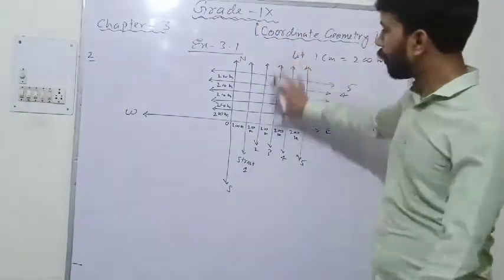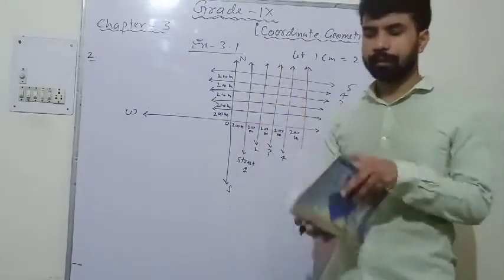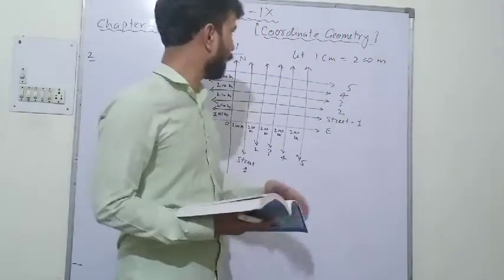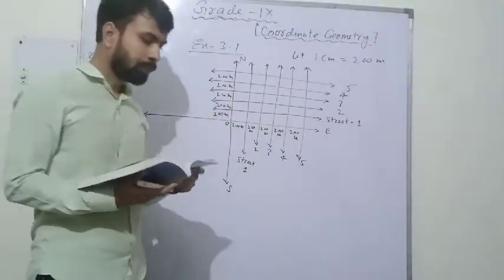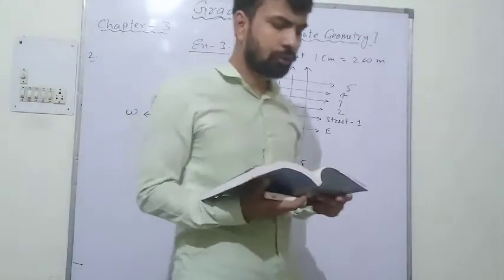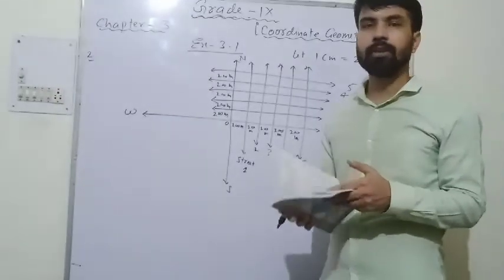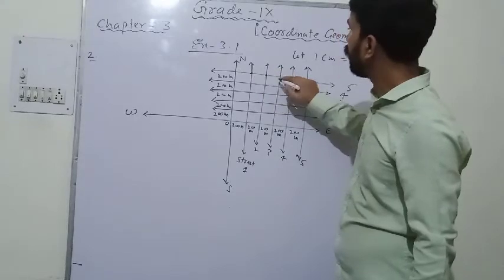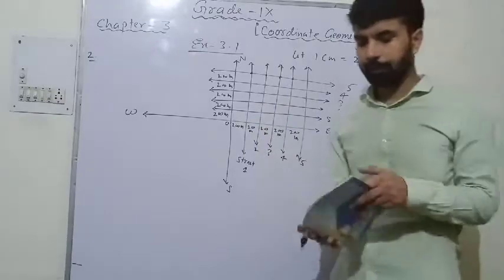So beta, this is the model of that city. Clear? Now represent the roads and streets by single lines. We have already represented the roads and streets by single lines. Now there are many cross streets in your model. See, they are all cross streets, or not? So many cross streets are here.